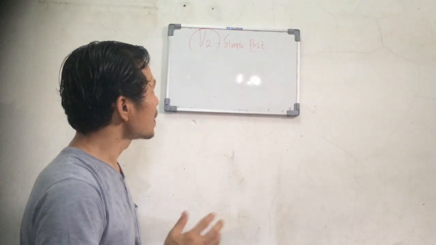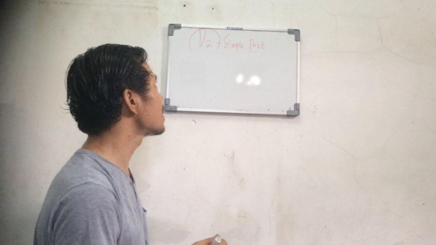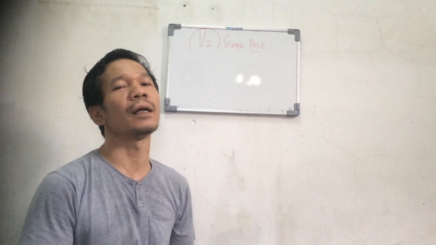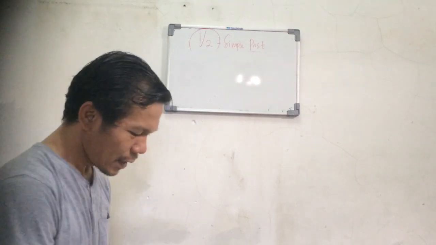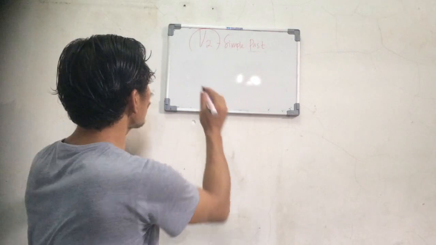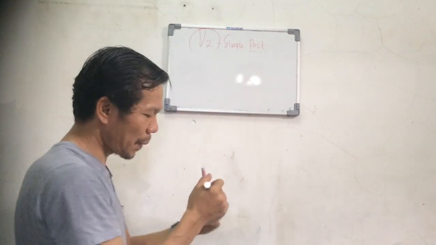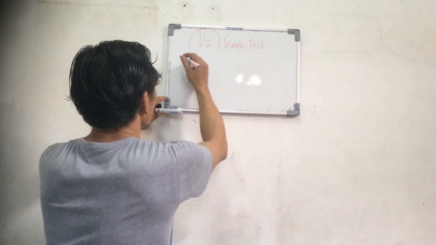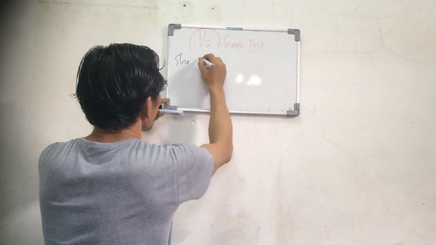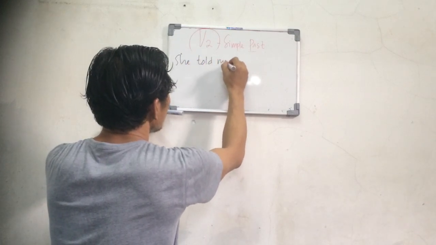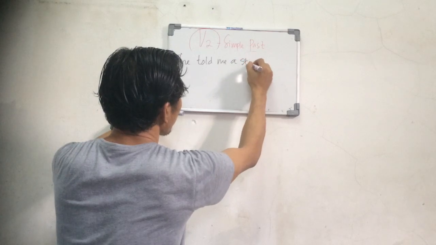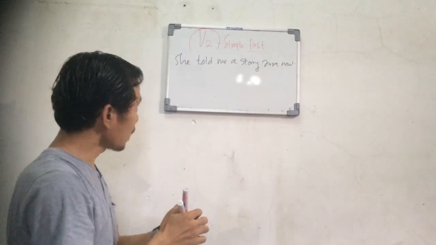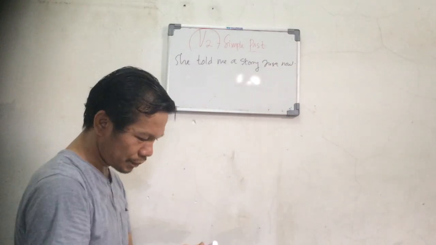Alright, so remember, simple past is very unique in my opinion because only simple past uses verb 2. It's different from the other tenses, right? Okay, so I will write here 5 examples. Pay attention when we use simple past with verb 2. She told me a story just now. Okay, so that's the first example.